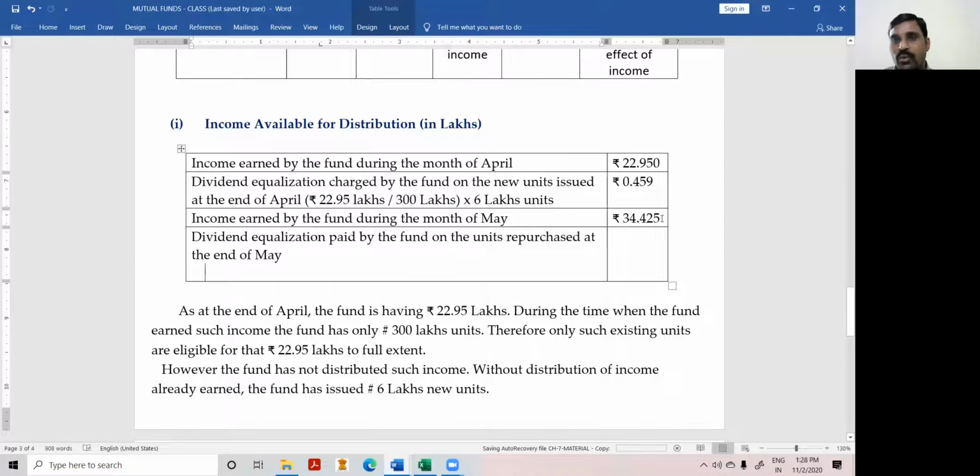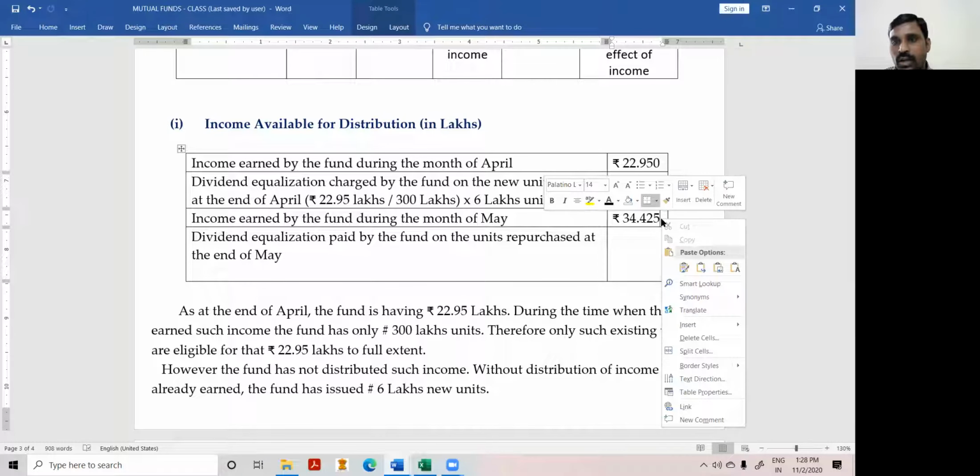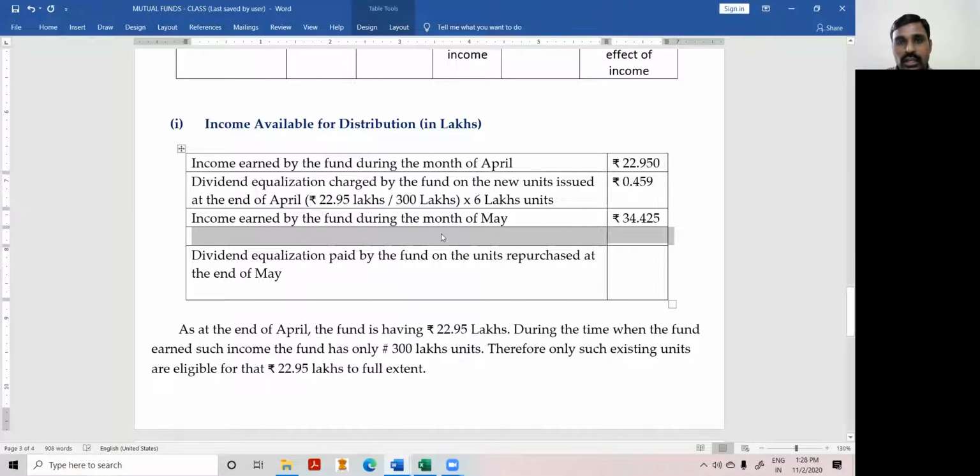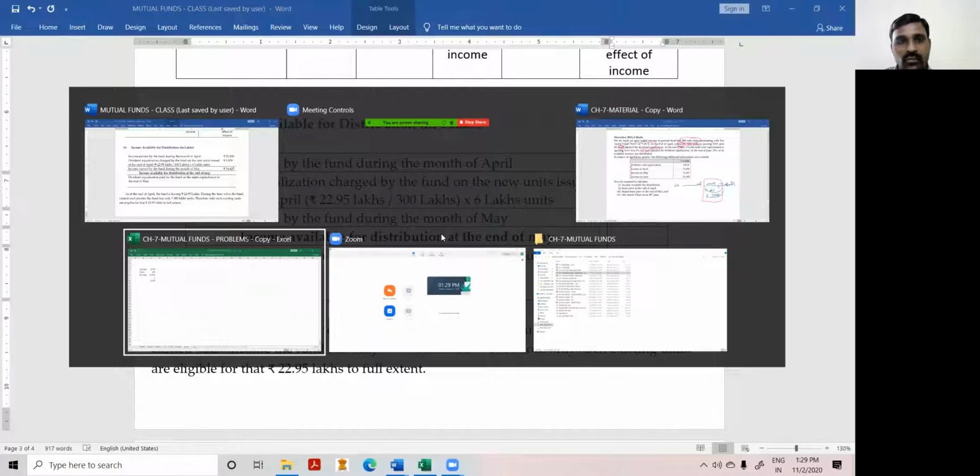Take out the cumulative amount. Income available for distribution at the end of May. Okay, what is the total? The total is 22.950.